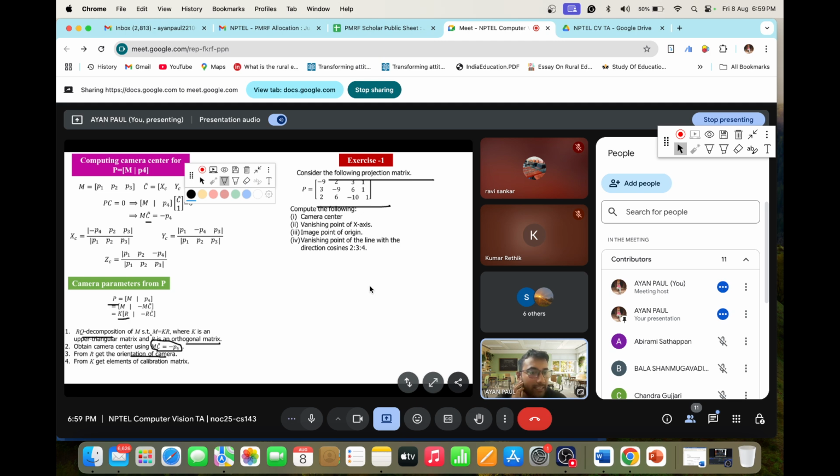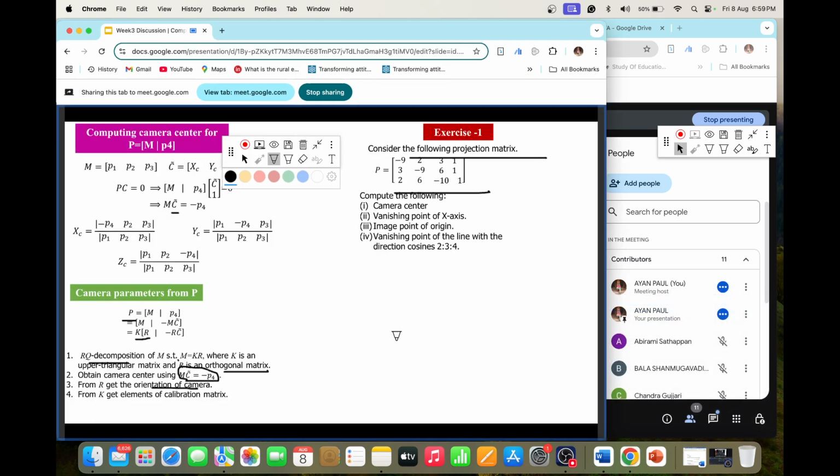Very easy, right? Camera center will be minus of M inverse P4. Okay, so what is this M? So let me show you. Very easy, minus of this equation only. So camera center will be minus of this M. If I take this side, so minus of M inverse P4. So that will be your camera center.